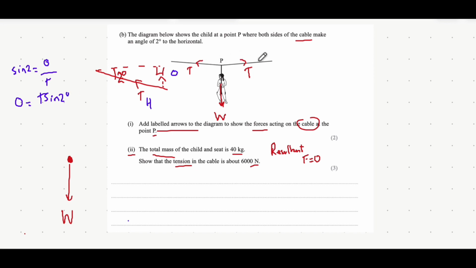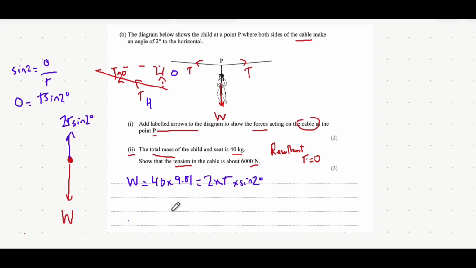This exact same process applies here, so I'm not going to do that. But in total, acting upwards is T sine 2 plus T sine 2, so that's 2T sine 2. Since resultant force is 0, the weight, which is mg, which is 40 times acceleration due to gravity, 9.81, (you can use 9.8, by the way, but in A-level physics, try to use 9.81), is equal to 2 multiplied by the tension that we're trying to find, multiplied by sine of 2 degrees.